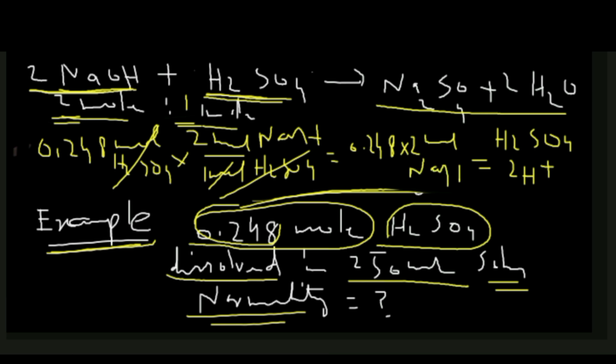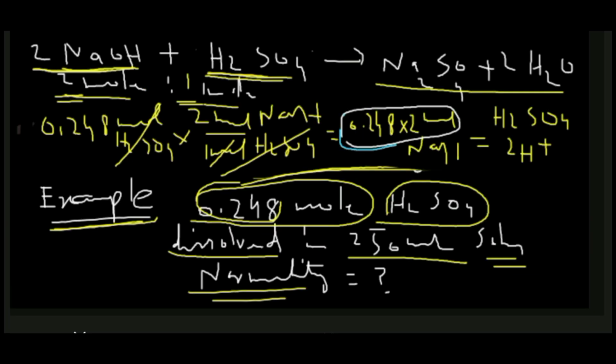So if we multiply the 0.248 with 2, from this we will get the moles of sodium hydroxide. So if we multiply the 0.248 mole with the 2, we get 0.496 mole of sodium hydroxide.